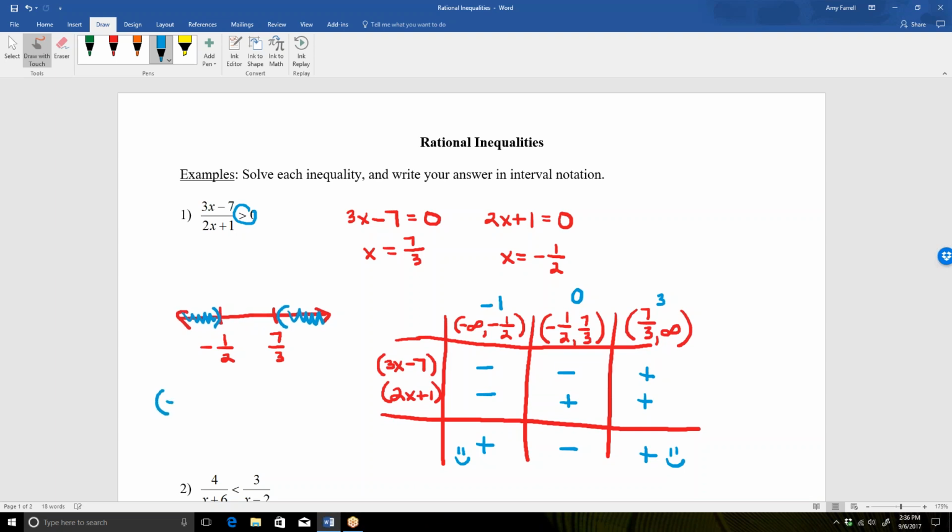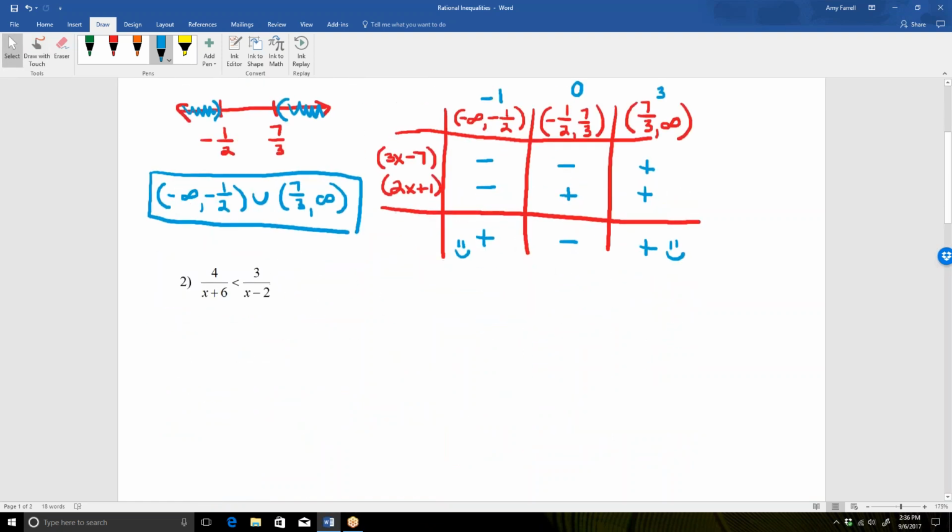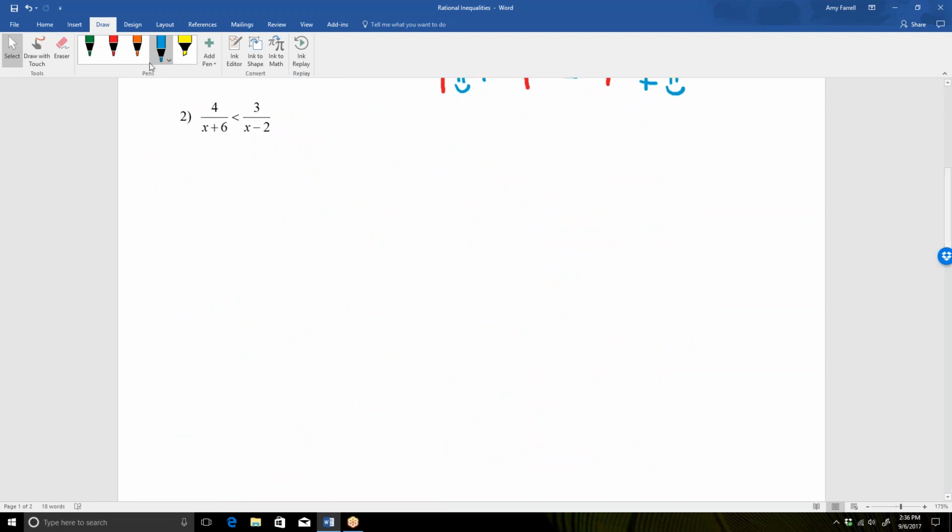So it looks like our solution set is the interval from negative infinity to negative 1/2, including the interval from 7/3 to infinity. So here's our answer in interval notation. All right, so that's how we do a pretty basic rational inequality. Now we're going to look at a couple more, and they're going to be a little bit more difficult. So let's look at number 2.